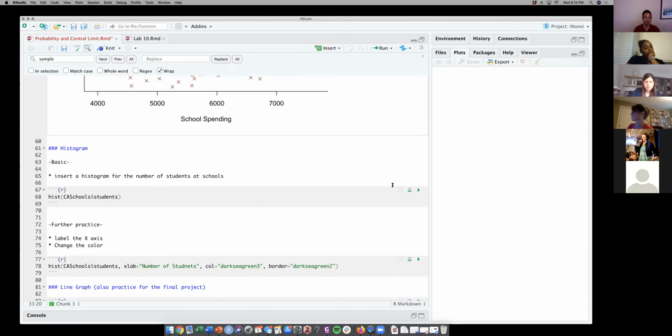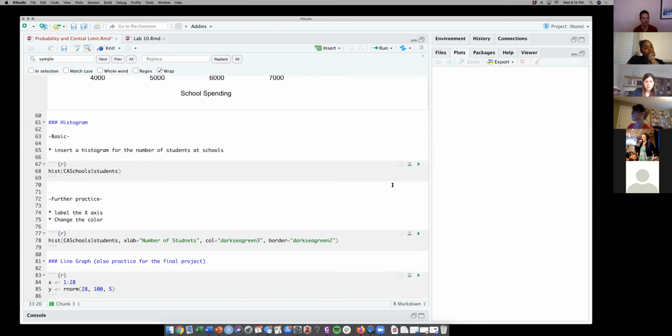All right. Histograms, which we'll see a lot of tonight.